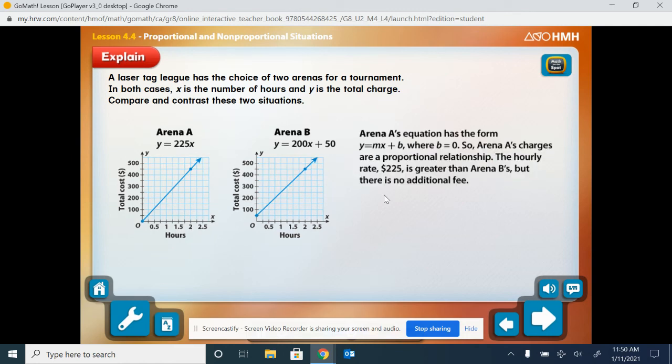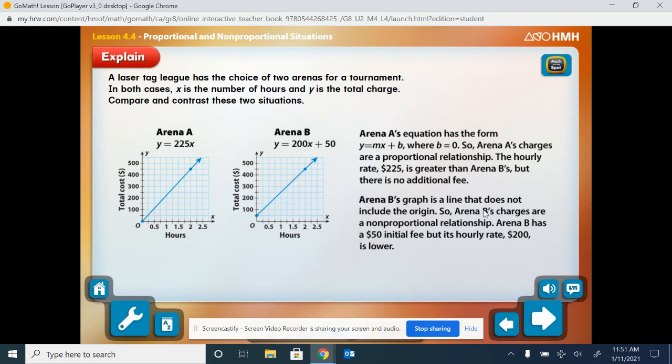Arena A's equation has the form y equals mx plus b, where b equals 0. So, Arena A's charges are a proportional relationship. The hourly rate, $225, is greater than Arena B's, but there is no additional fee. Arena B's charges are a non-proportional relationship. Arena B has a $50 initial fee, but its hourly rate, $200, is lower. So you have to decide which one is best for you.